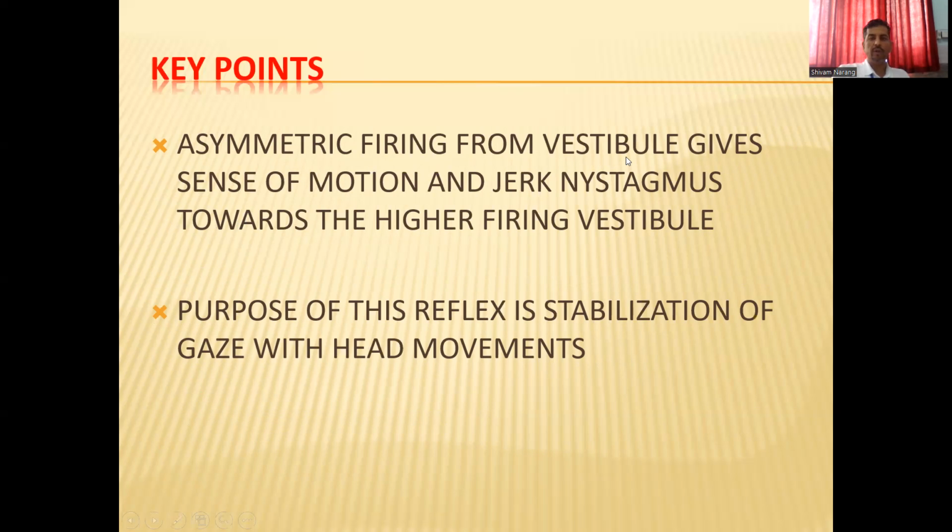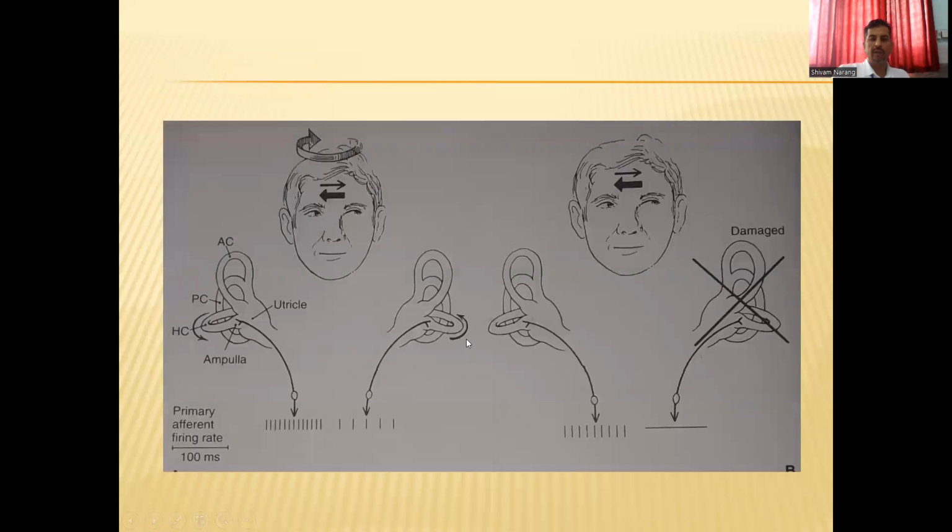Asymmetric firing from the vestibule gives a sense of motion and a jerk nystagmus toward the higher firing vestibule. The purpose of this reflex is stabilization of the gaze with head movements. Here in this picture, we can see that if this is the labyrinth and our head moves in this direction, there will be an increased firing rate on the right side and a decreased firing rate on the opposite side.